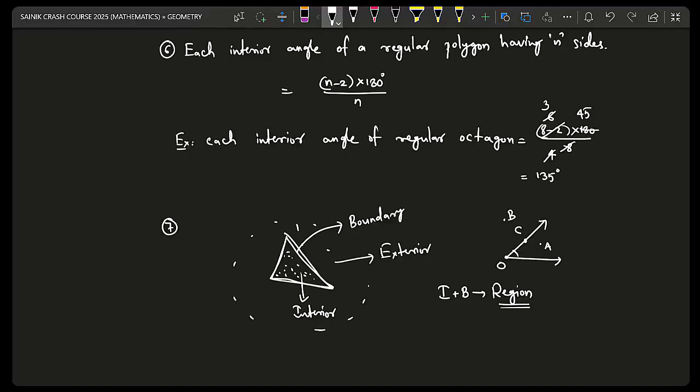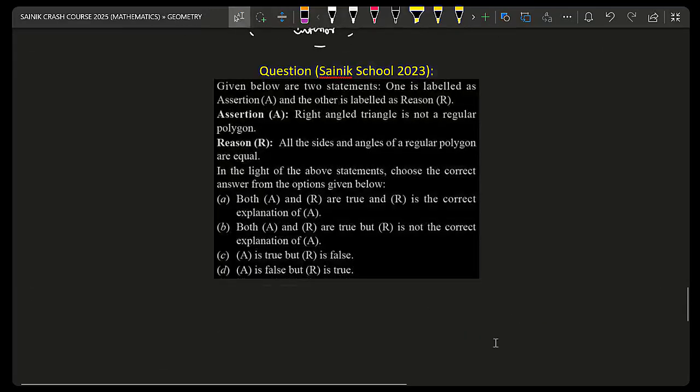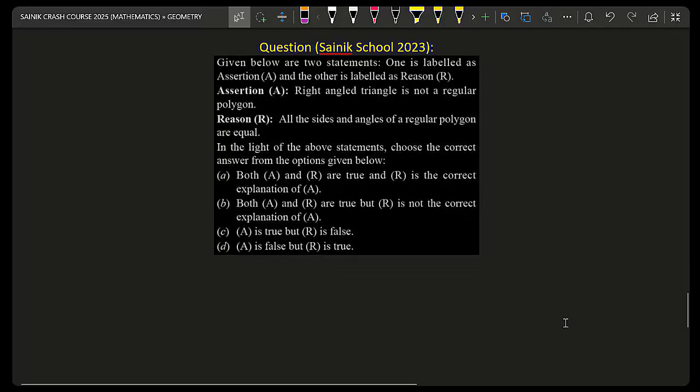So this is about the polygons. You need to remember all the properties: number of diagonals, interior and exterior angle formulas. Now let's answer the question from the previous year, that is the 2023 exam. So all of you check this question.